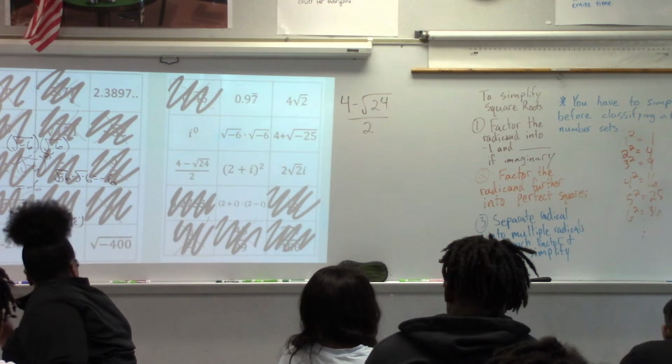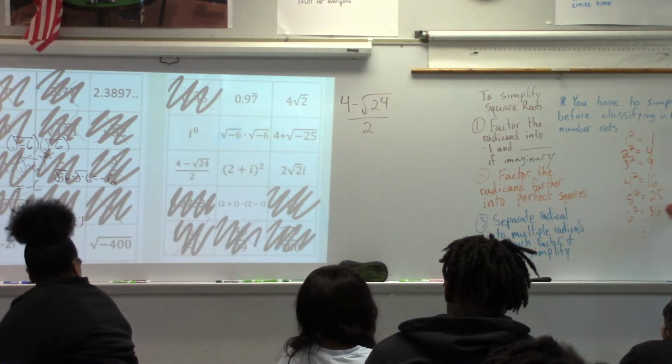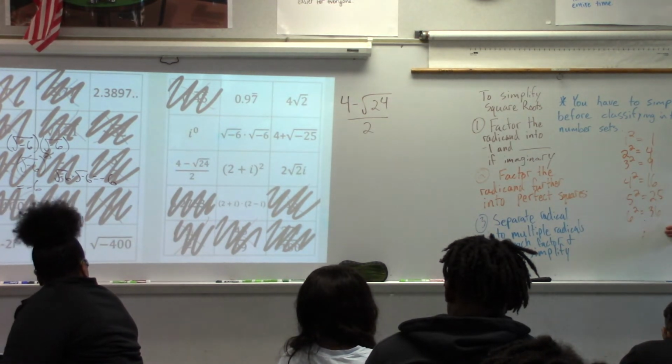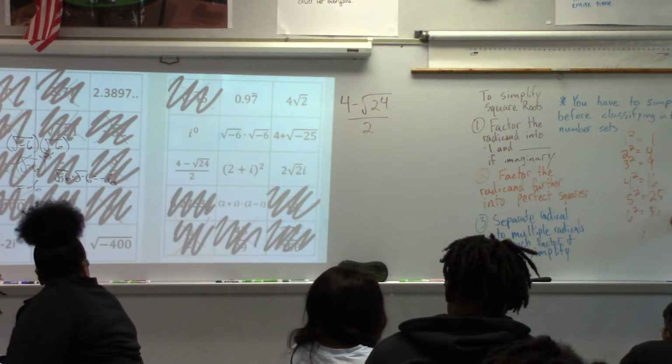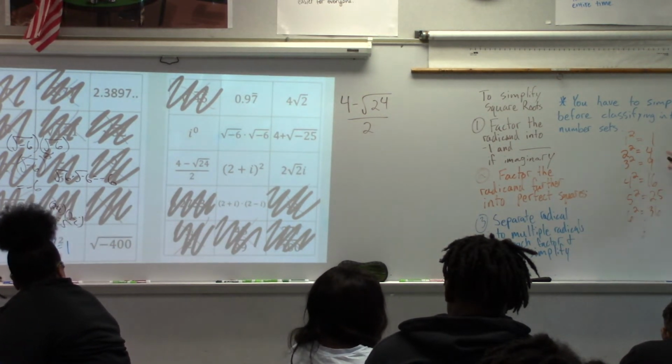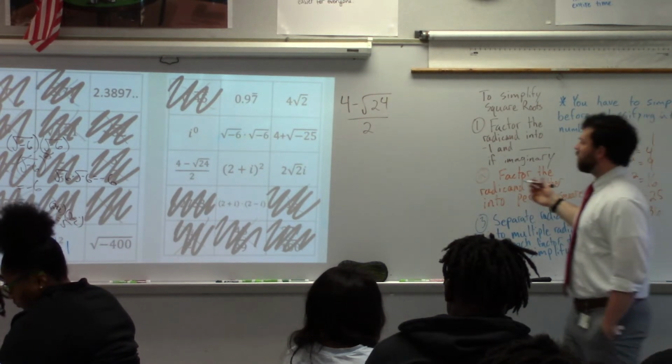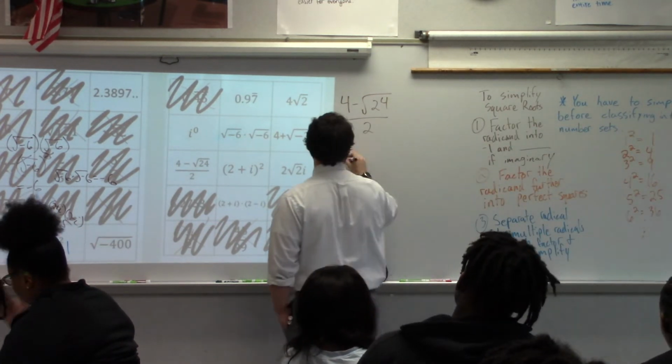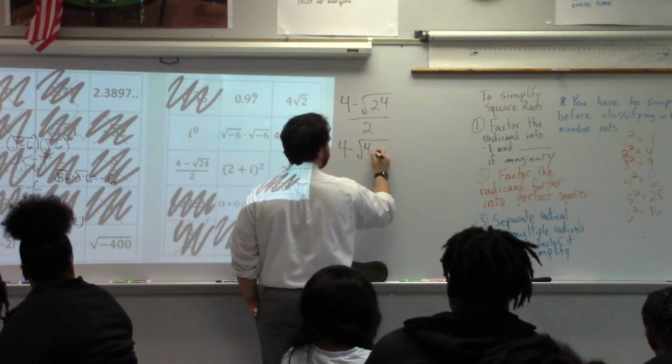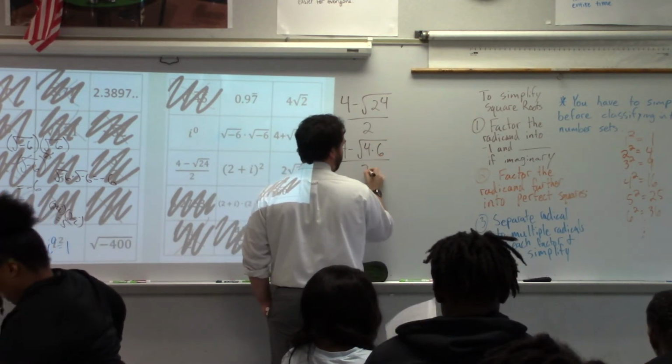12? Is 12 a perfect square according to this? No. Look at those factors again. 4. 4 is a perfect square, isn't it? 4 times what gives me 24? 6. Uh-huh. Square root of 4 times 6, all divided by 2.